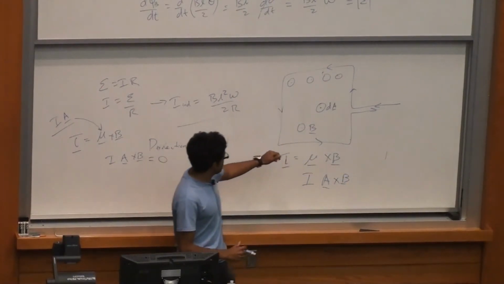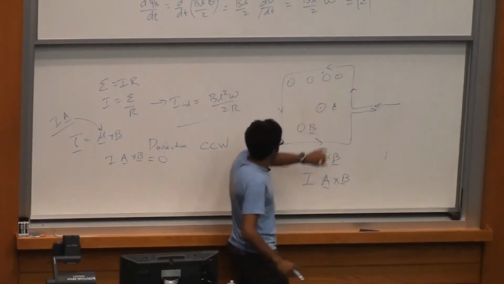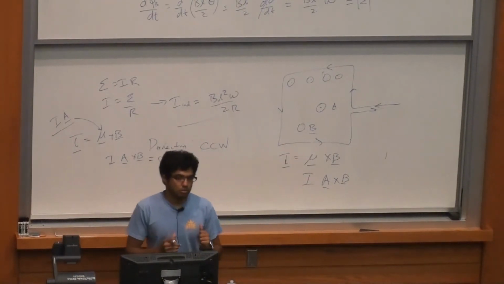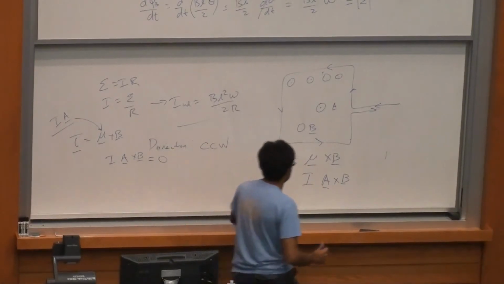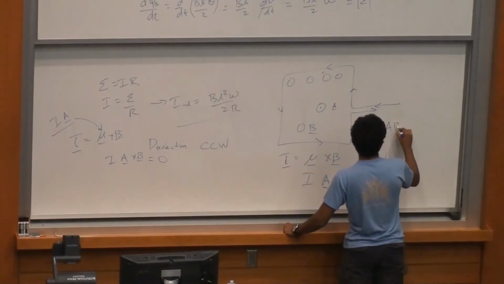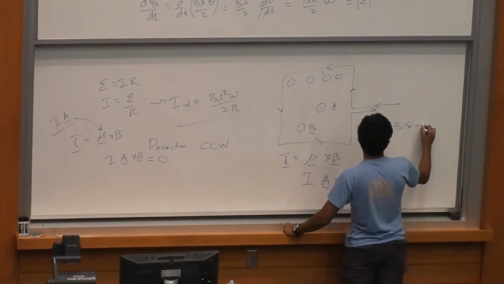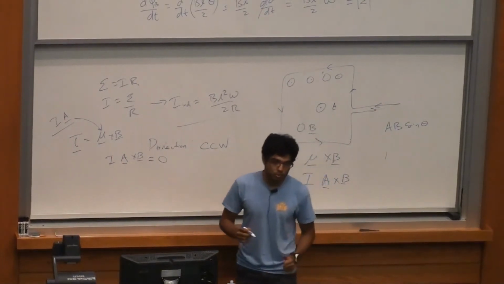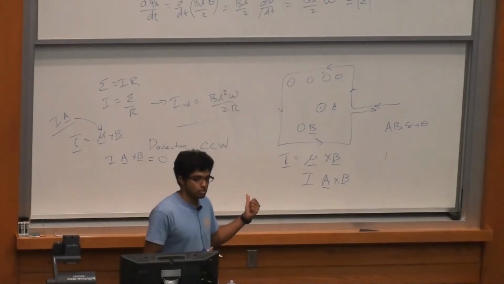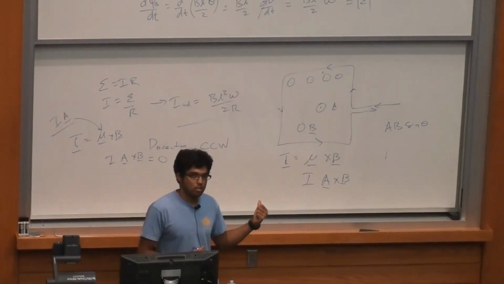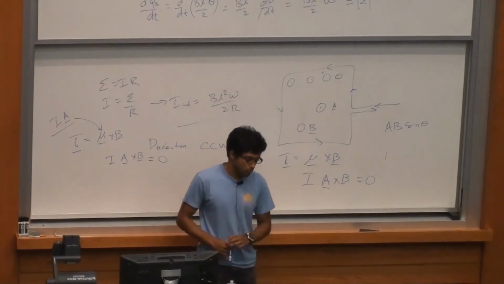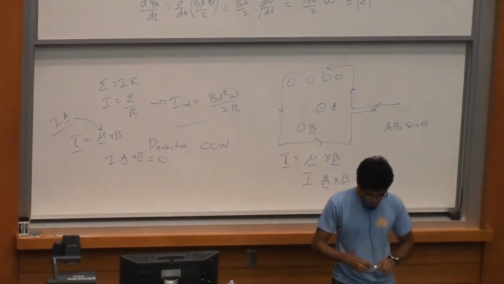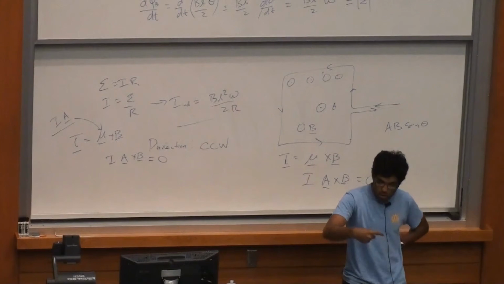Now, these two vectors, area vector and magnetic field, are in the same direction. So the cross product between them is equal to AB sine of the angle between them. The angle between them is either 0 or 180, but in this case it's 0. For either case, the cross product is going to be 0. So the answer is 0. If you want to think about it this way, you're looking at the torque on this thing.